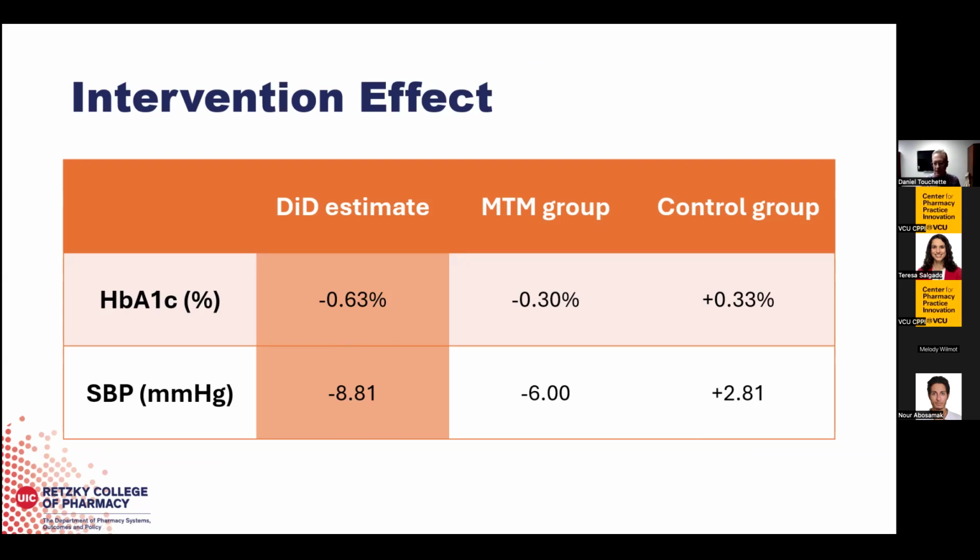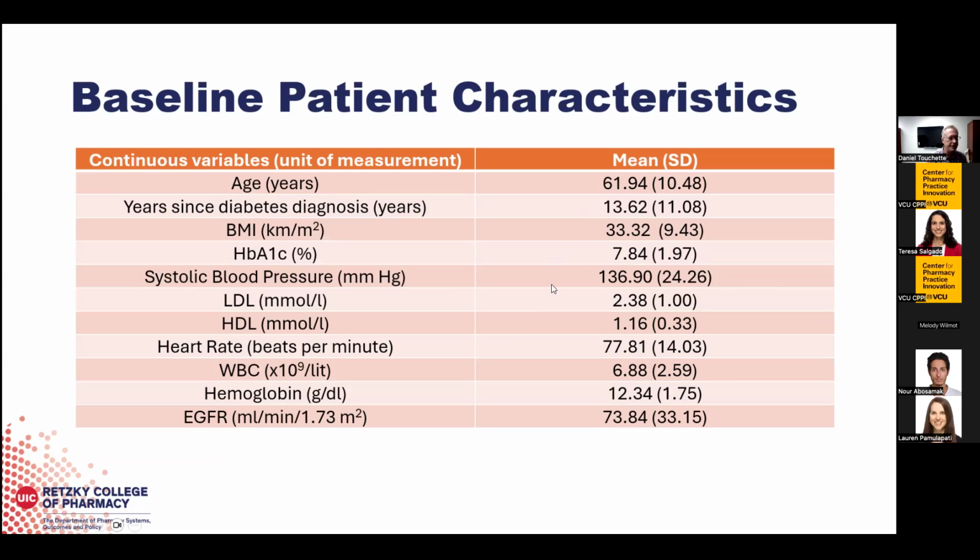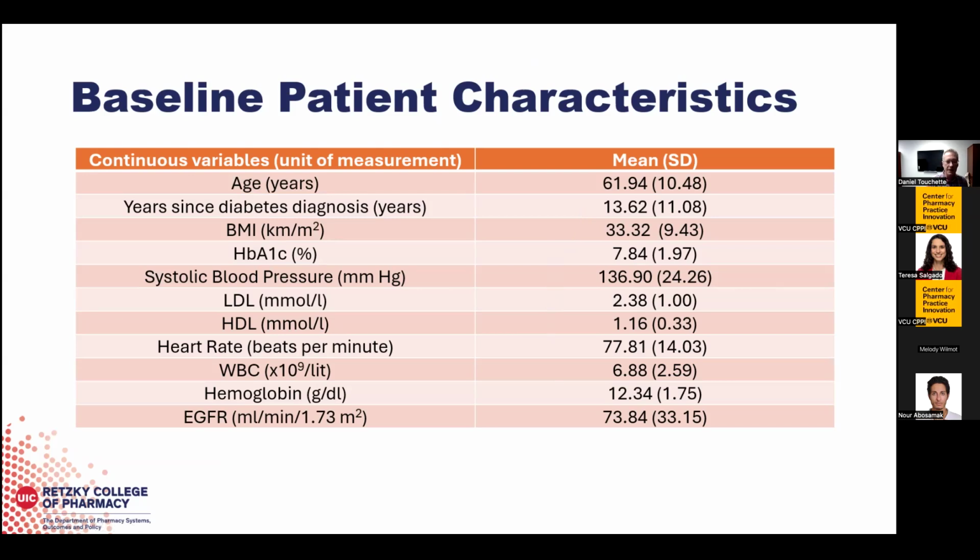And those were the primary inputs that were added to the model that we built that described the benefits of MTM. Here is the baseline patient characteristics for our population. So for age, about 62 years of age, almost 14 years with diabetes before they were referred to the MTM clinic. You can see the BMI, hemoglobin A1C, systolic blood pressure, and all of the other information for the model. Again, the only thing that we changed in our model was the starting hemoglobin A1C and blood pressure, which were better in those patients in MTM. Everything else was maintained the same.